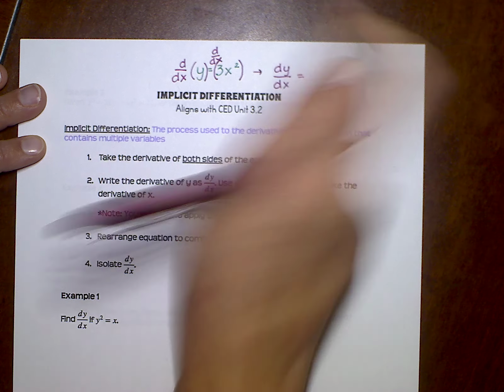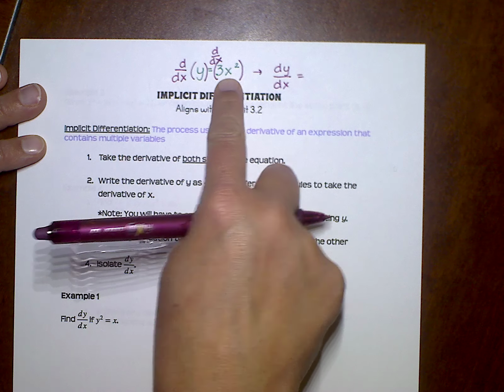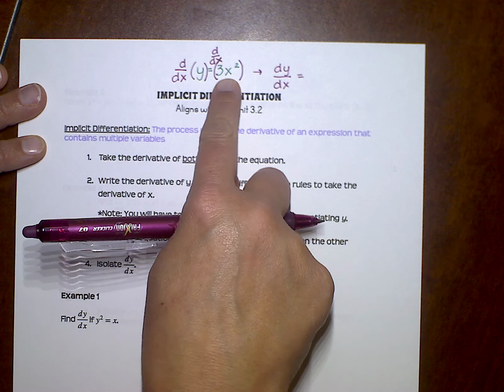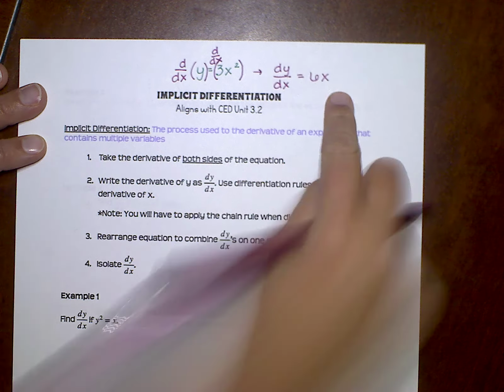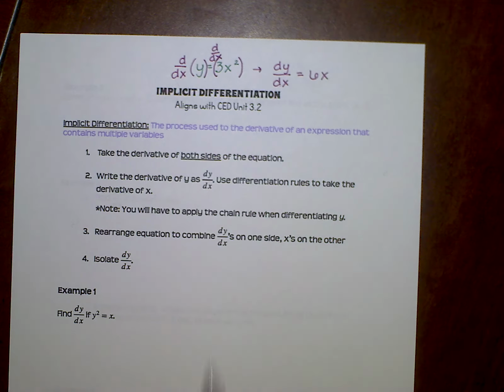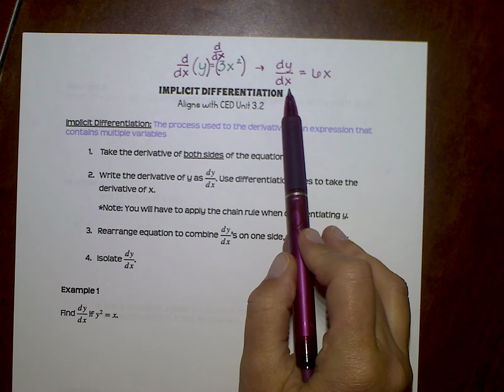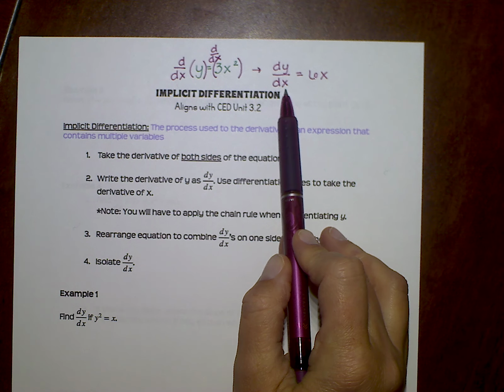And then over on this other side, where I have an expression with just x in it, that's where I'm following my derivative rules. And so I would say this is 6x. And that's my answer. That's what I'm looking for. This is still going to be what we're looking for today. We are looking for dy dx.